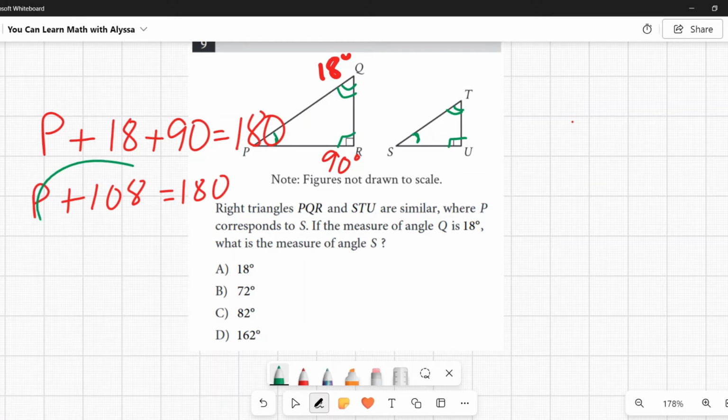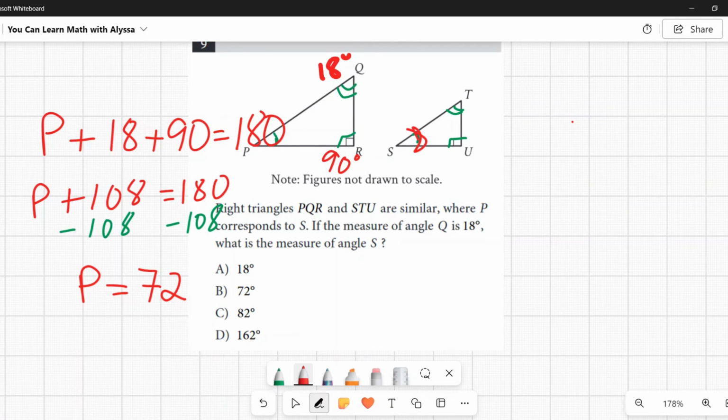Now to solve for P, I'm going to undo what's been done to it. Instead of adding 108, I'm going to do the opposite. I'm going to subtract 108, and I need to do that from both sides. So on the left, I have P, and on the right, 180 minus 108 is 72. So if P is 72, angle S is also 72 because it corresponds. So that measure of angle S is B, 72 degrees. See, there's a little tricky one being 82.